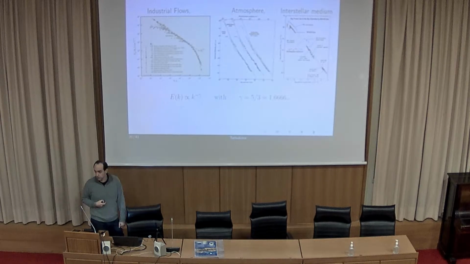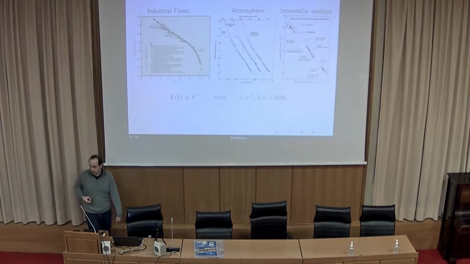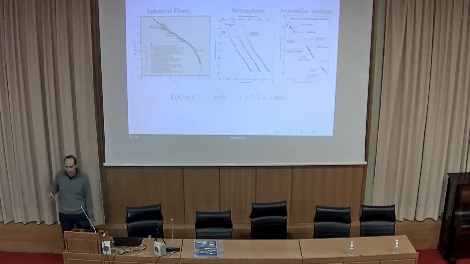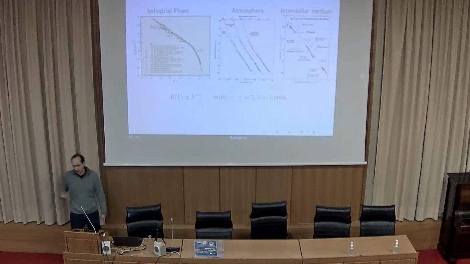And the end of that behavior, what sets it? The end of that behavior, that's viscosity. So up to here, energy is conserved. Then viscosity starts to become effective because we are at very small scales, and it dissipates the gradients of the flow, and it drops exponentially.